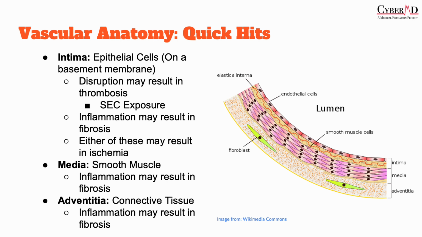Disruption of the intima can lead to thrombosis or the formation of blood clots due to exposure of subendothelial collagen, which can obstruct blood flow and lead to tissue ischemia or oxygen deprivation. Additionally, chronic inflammation of the cells composing the vasculature may result in fibrosis, which may also lead to ischemia as the lumen of the vasculature narrows. All of the pathologies in this lecture will be pathologies that affect the muscular arteries, the ones that supply all of your organs. Now, on to Polyarteritis Nodosa.